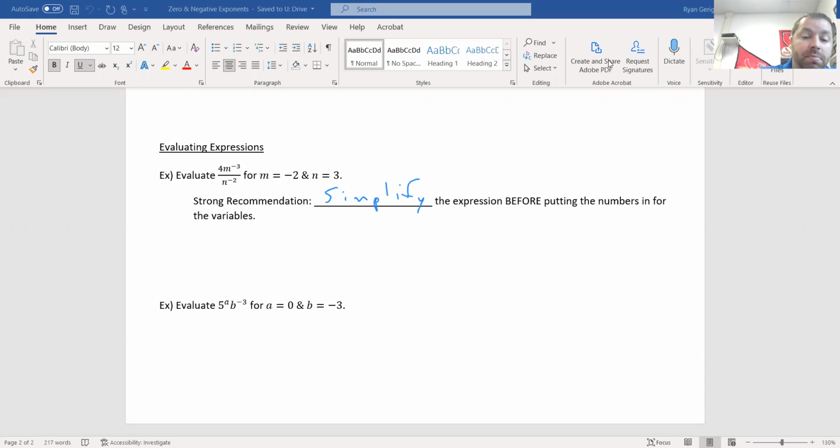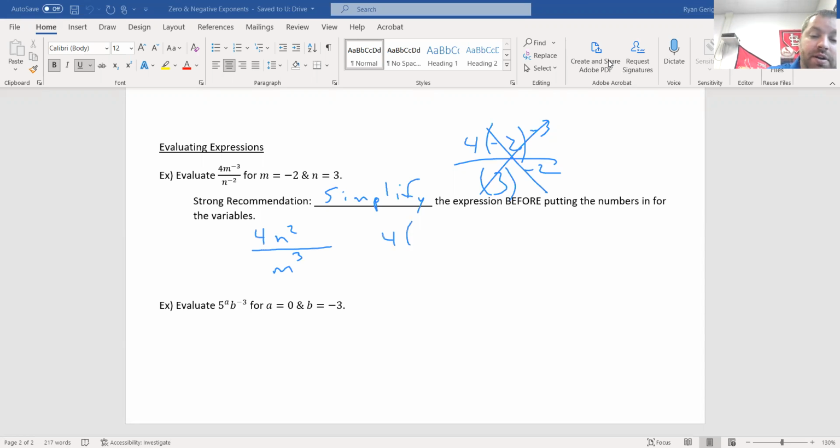Let's say I don't follow my recommendation and I just put numbers in. 4 times -2 to the negative 3rd over 3 to the negative 2nd. There's a lot of negatives and a lot of things going to be moving around. It's going to get tricky. You don't want to be doing that. Let's move things around first to get the exponents positive, then plug stuff in. So 4 is happy where it's at. We'll leave it there. M wants to go to the bottom and becomes m to the 3rd. N wants to go to the top and becomes n squared. Now everything's positive. Now it's easier to deal with.